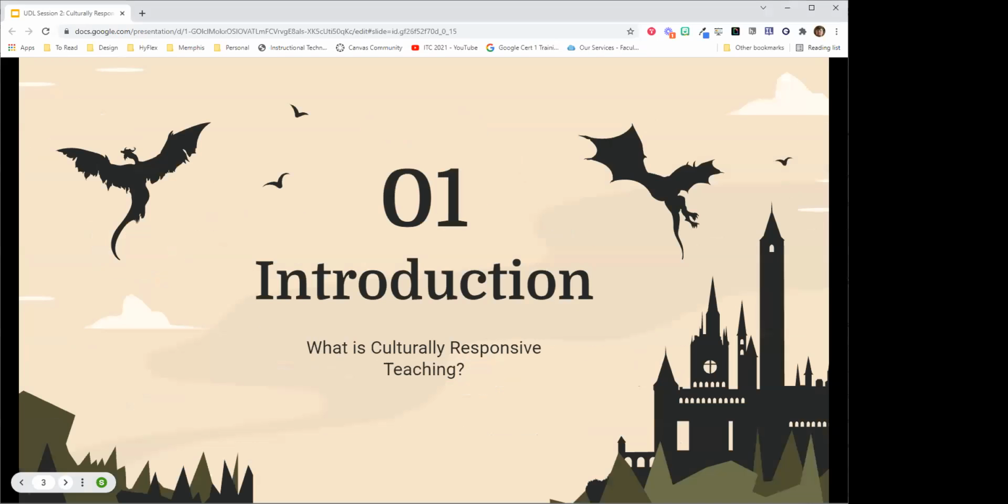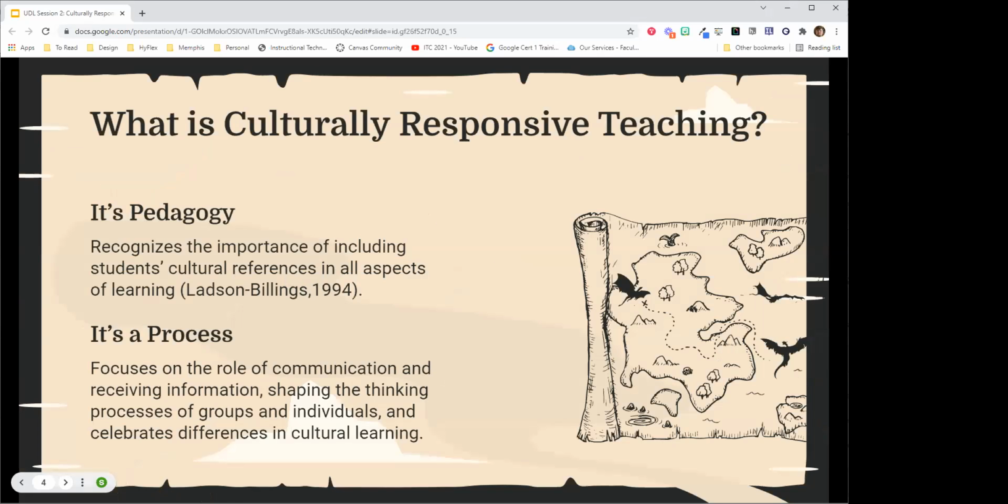So let's get started. What is culturally responsive teaching? Well, the first thing that we have to recognize is that culturally responsive teaching is a pedagogy. It recognizes the importance of including students' cultural references in all aspects of learning. And that's the idea of culturally responsive teaching, is that we are making room for anyone's culture to be represented there inside of that learning environment.